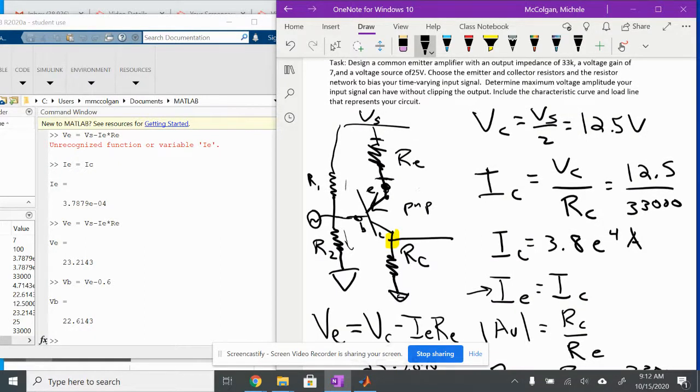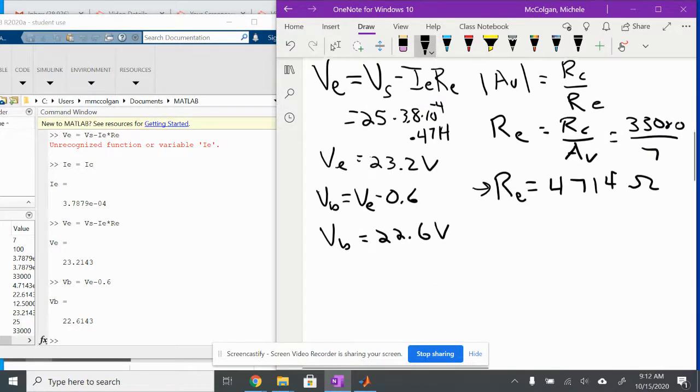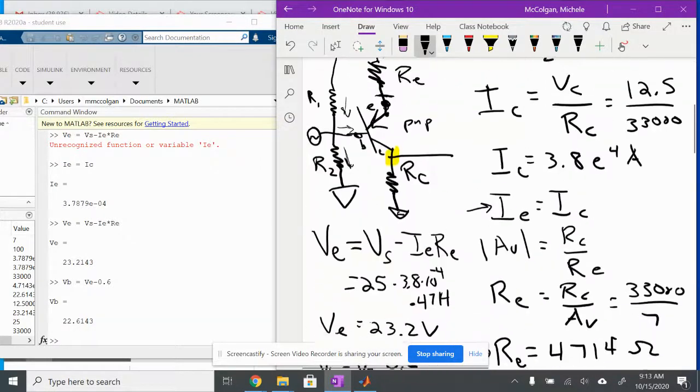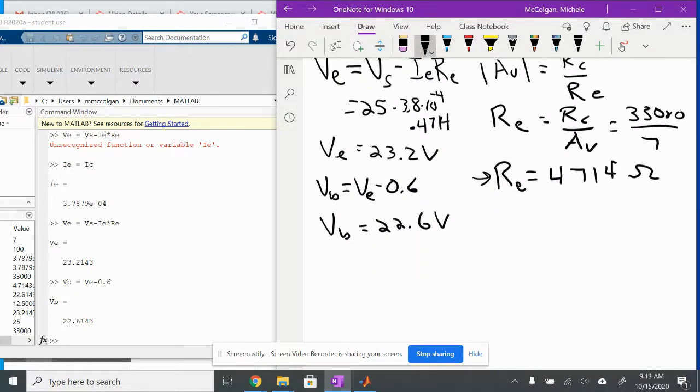So as my current comes down from my source through R1, it's going to split, and some is going to go to the base and some is going to go through R2. I don't want a lot of current going through to the base. So if I set the resistor value smaller for R2 than the input impedance of my transistor, then I'm going to limit that current. So let's first figure out my input impedance is beta times RE. So Z in is equal to beta times RE. And so that's equal to 100 times my RE.